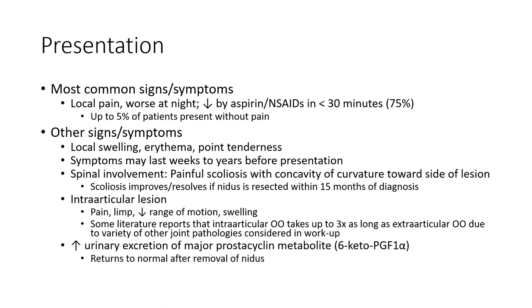Intra-articular lesions cause pain, limp, decreased range of motion, and swelling. Some literature reports intra-articular lesions take up to 3 times as long to diagnose as extra-articular osteoid osteoma, due to a variety of other joint pathology considered in the workup. Increased urinary excretion of a major prostacyclin metabolite returns to normal after removal of the nidus.